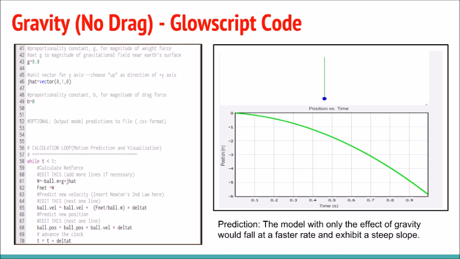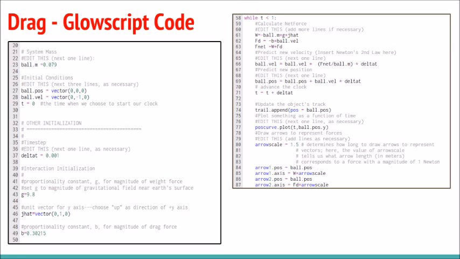I predicted that the model with only the effect of gravity would fall at a faster rate and exhibit a steeper slope. The drag force is the air resistance on the straw hat. In this lab, the drag force is modeled as being in the opposite direction of the object's motion, and the magnitude of the drag force is proportional to the square of the object's speed.